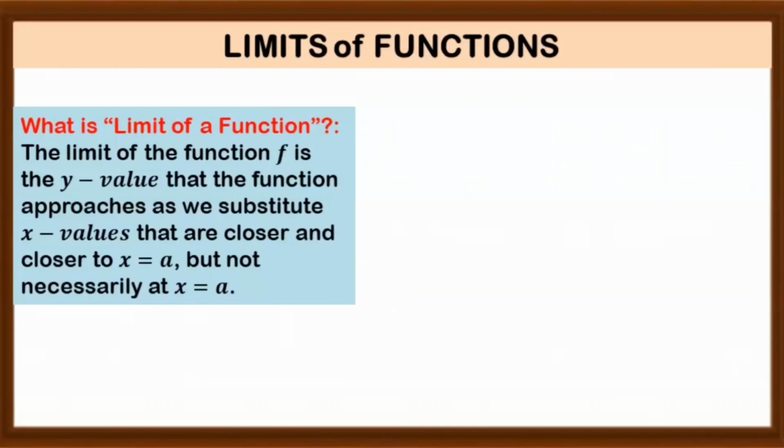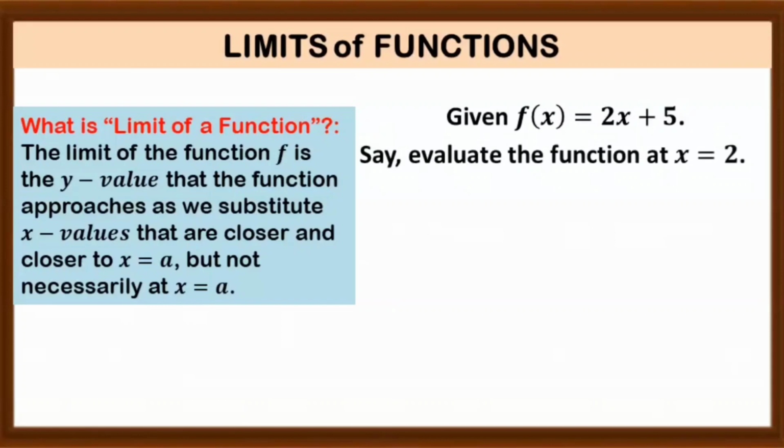To better understand, let's recall some basic concepts. Given the function f of x is equal to 2x plus 5, say, evaluate the function at x equals 2. Pag sinabing evaluate at x equals 2, isa-substitute lang natin yung 2 sa lahat ng x's na makikita natin sa given function. So we have f of 2 is equal to 2 times 2 plus 5, which can be simplified to f of 2 equals 9, because 2 times 2 is 4, then plus 5 equals 9.